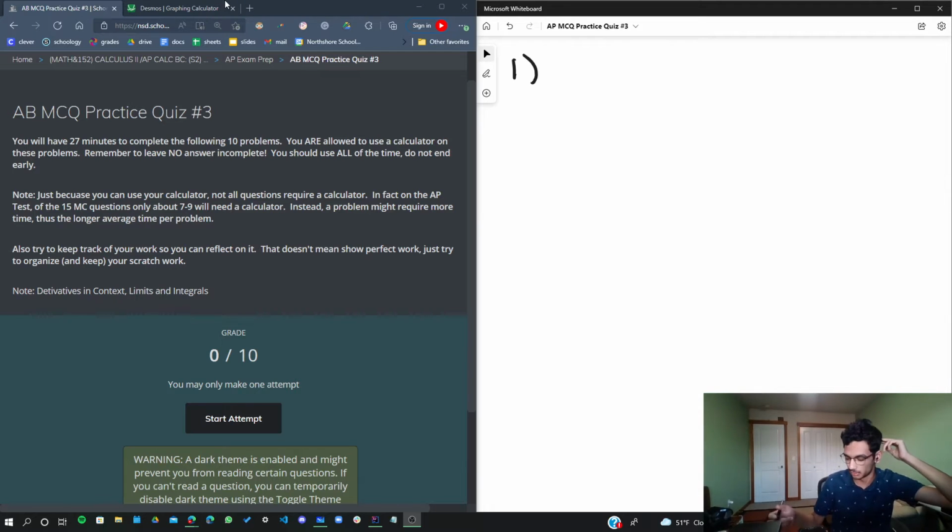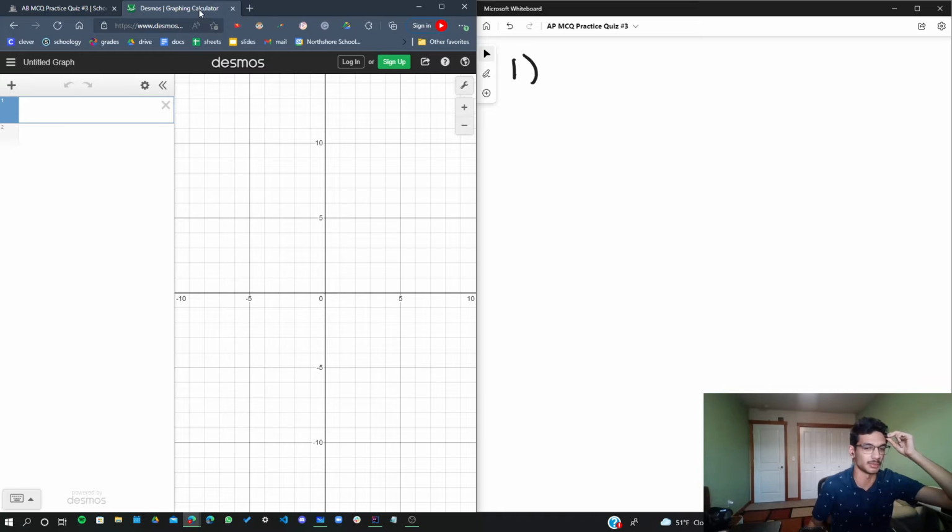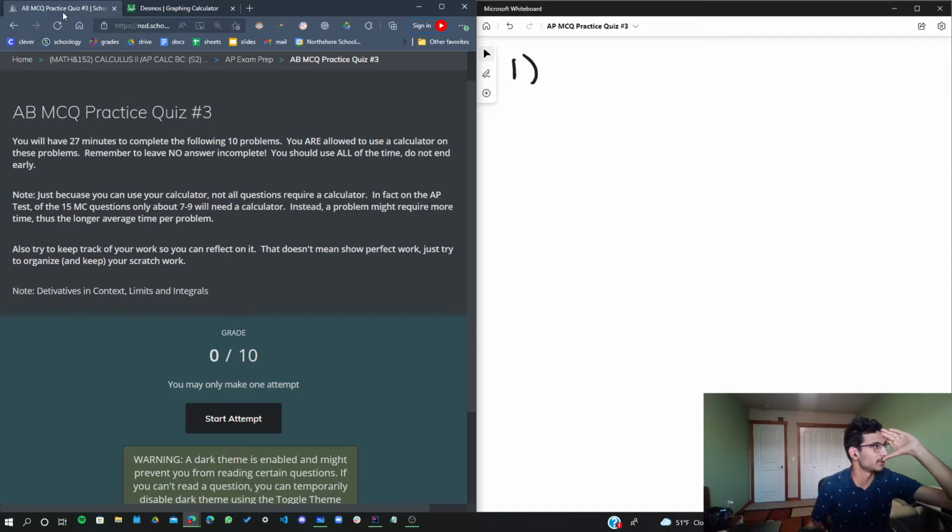Usually you're allowed to use your TI, but for the purpose of recording this, I'm going to use Desmos. Personally, I like Desmos a lot easier. If there's something I can't do on Desmos, then I'll explain and do it on my TI, but I'll just use Desmos as a calculator whenever I can.